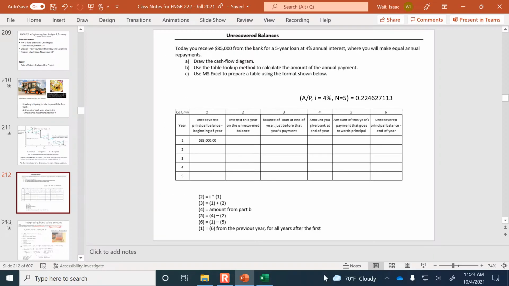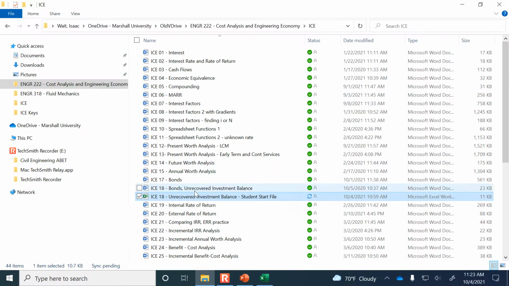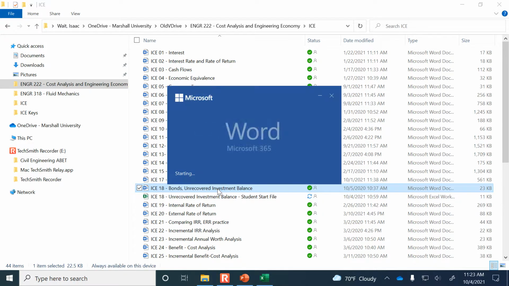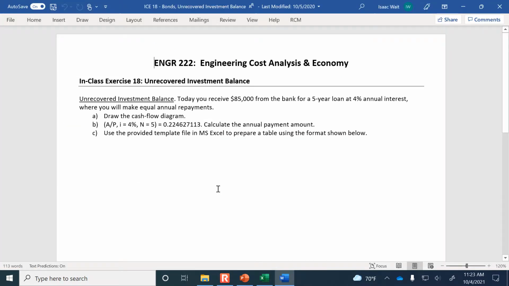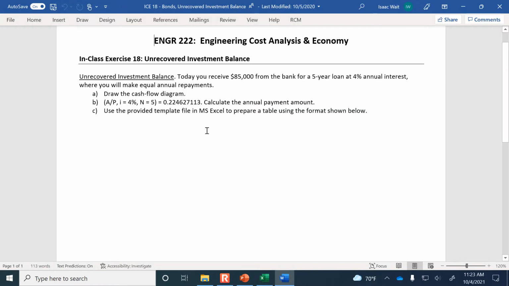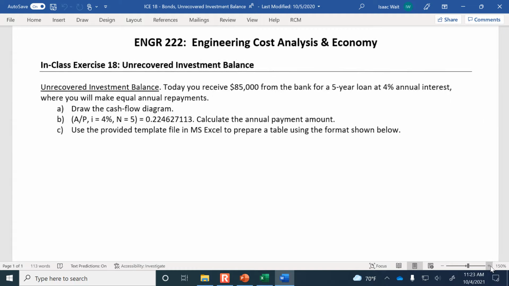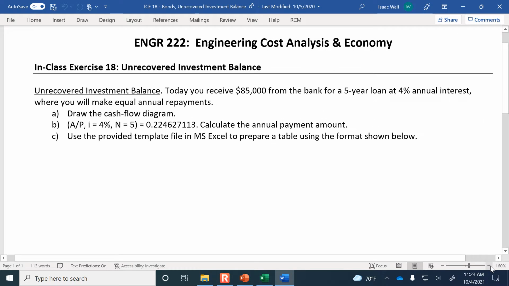Okay, so today's in-class exercise, let me pull it up. All right. Today you receive $85,000 from the bank for a 5-year loan at 4% annual interest, where you'll make equal annual repayments. So, I ask you to do 3 things.